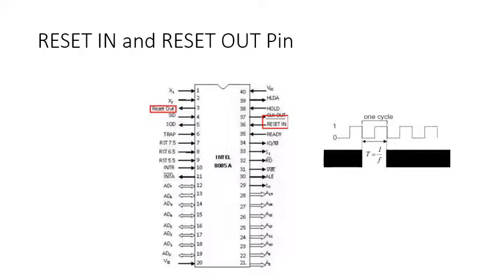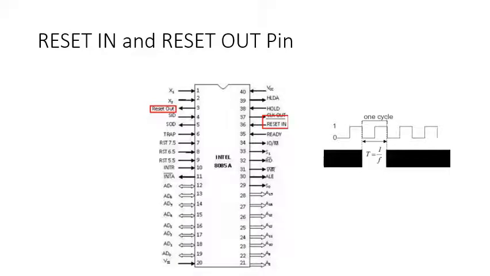Next, pin number 36 and pin number 3, that is the reset in and reset out pins. First we see pin number 36, the reset in pin. The reset in pin is used to reset the microprocessor. It is an active low signal, so we describe this pin as reset in bar. When the signal on this pin is low for at least 3 clock cycles, it forces the microprocessor to reset itself.